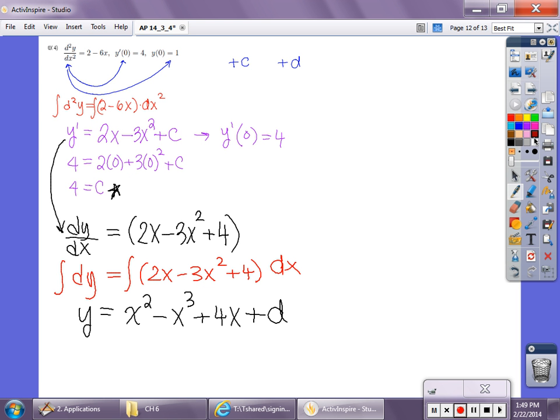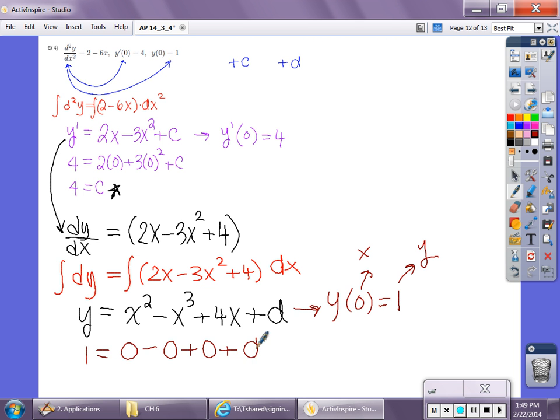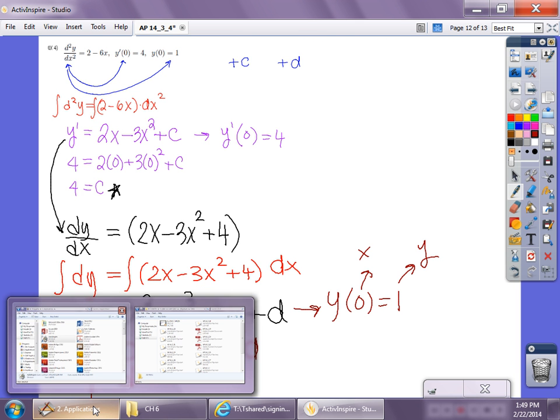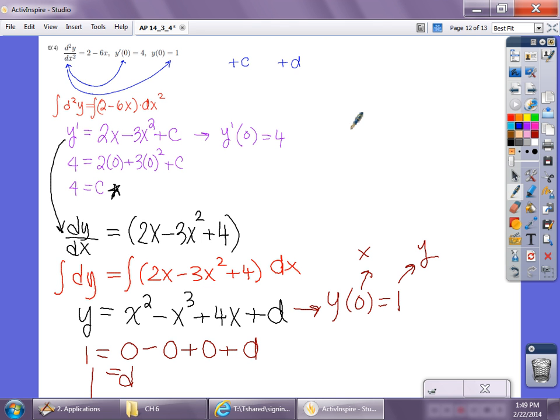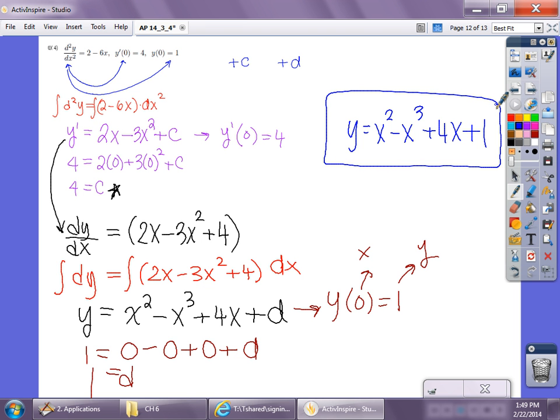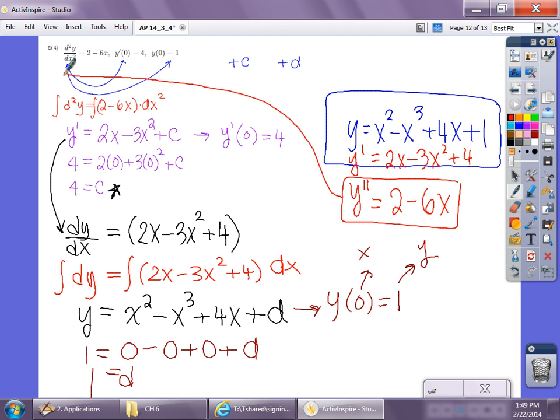All right, and then, if you remember, y of 0 equals 1. This is your x, this is your y. So 1 is equal to 0 minus 0 plus d. That makes it a lot easier. Your d value is 1. So our final solution to this problem is y equals x squared minus x cubed plus 4x plus 1. And if you take its derivative, let's check it. Take the first derivative: we get 2x minus 3x squared plus 4. And then let's take the second derivative: 2 minus 6x. And you'll notice that that matches the original question.